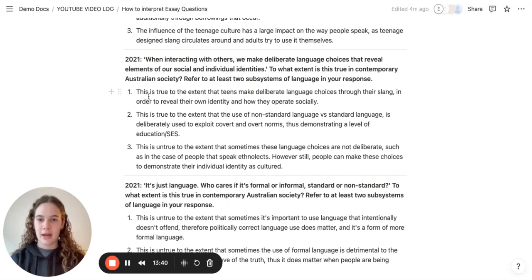So then this is true to the extent that teens make deliberate language choices through their slang. Saying slay is not something that comes subconsciously to me. It's an intentional thing, you know what I mean? And that reveals their own individual identity, but also very much their social identity, how I am in a bunch of teenagers.